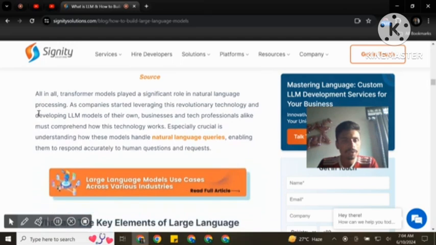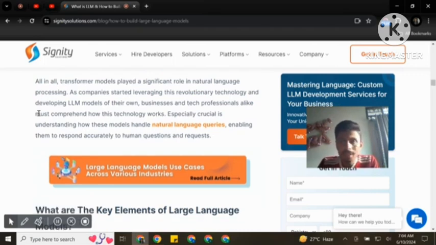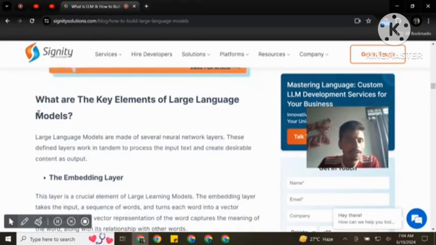All in all, transformer models have played a significant role in natural language processing as companies started leveraging this revolutionary technology and developing LLM models of their own. Businesses and tech professionals alike must comprehend how this technology works. Especially crucial is understanding how these models handle natural language entities and queries, enabling them to respond accurately to human questions and requests. So, what are the key elements of large language models?